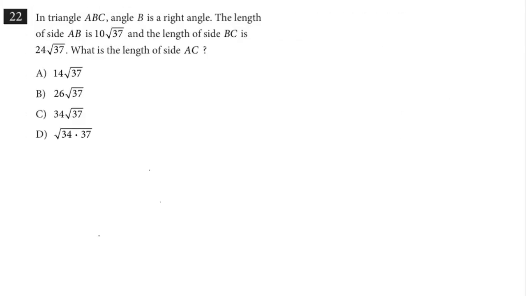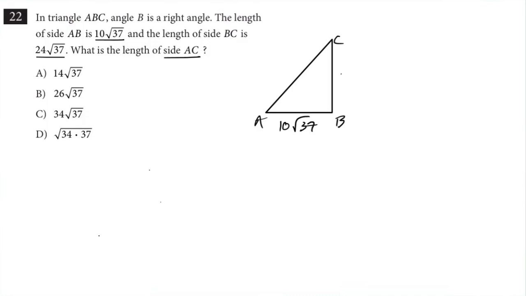Question 22. In triangle ABC, angle B is a right angle. The length of side AB is 10 root 37 and the length of side BC is 24 root 37. What is the length of side AC? Make a rough right-angled triangle, right-angled at B. This side is 10 root 37, and this is 24 root 37. The key idea is that since the base and perpendicular have a coefficient of root 37, the hypotenuse will have a coefficient of root 37 as well.